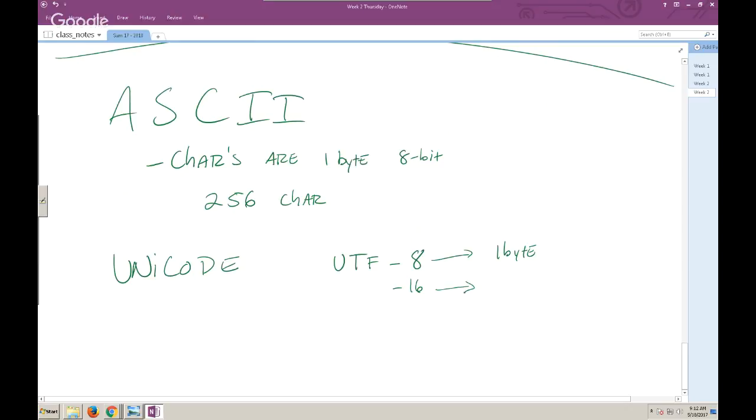What the heck? OneNote is possessed. Seriously, I draw a line up here and it erases it down there. What the heck? Anyways, okay.